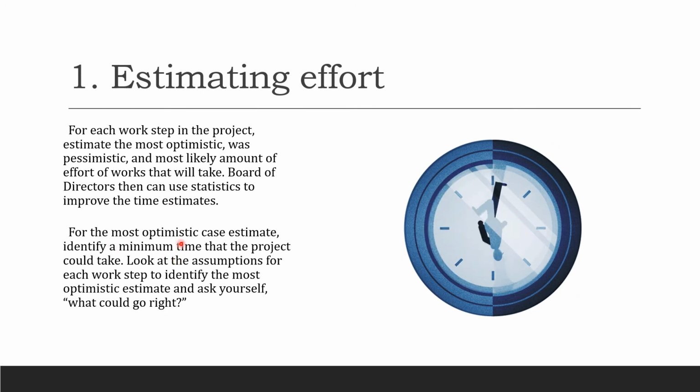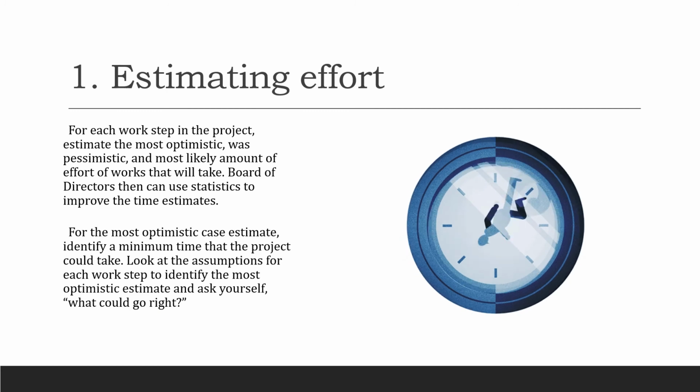So for the most positive case estimate, we identify the minimum time, yeah? Because we want to be positive, so we identify the minimum time the project could take. Then look at the assumptions for each work step to identify the most positive estimate. So we're looking at the assumptions and checking all our work steps to come up with the most positive estimate. And then you're going to ask yourself what could go right.